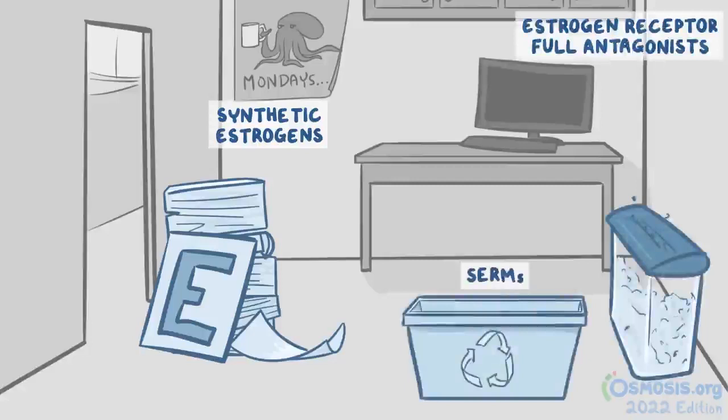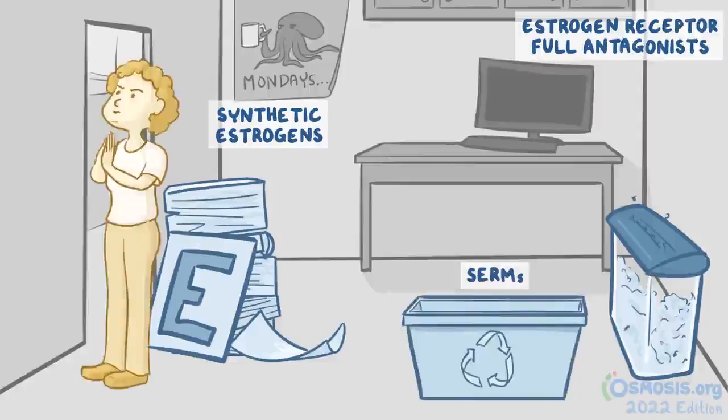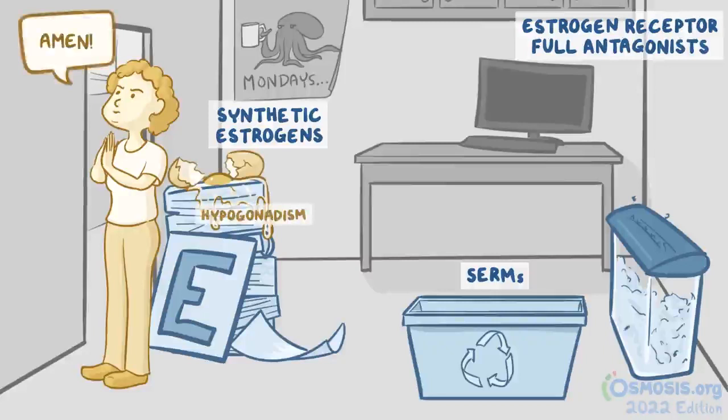agonist and antagonist. For the indications of synthetic estrogens, let's put an office lady in front of the stack of paper. Someone dropped an egg on the paper and it's cracked open, and this will represent hypogonadism. The papers are ruined, so the lady's quite angry. She's praying for patience, going amen to represent primary amenorrhea.